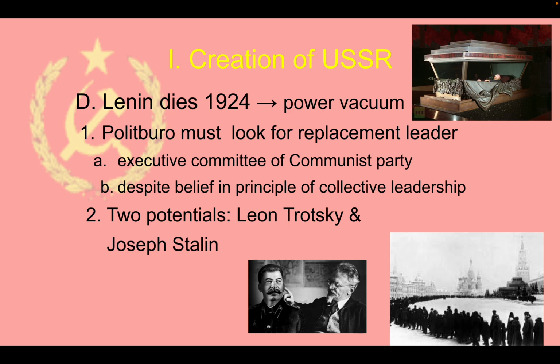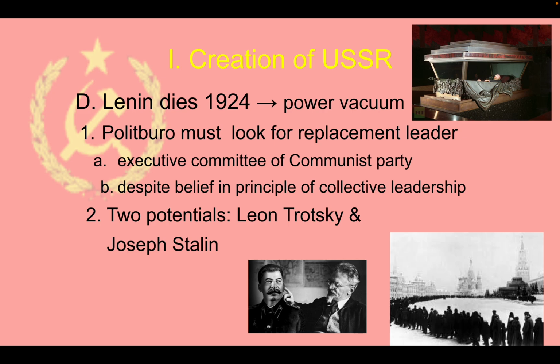So despite this belief in collective leadership, they were like, we need to have a leader. Despite the fact that communism, Marx, Friedrich Engels, et al., they all say the people should rule themselves. The Politburo is like, we're still not going to do that. Instead, we need to find someone new to replace Lenin. There's 2 potentials, 2 rivals. Leon Trotsky, who had been the leader of the Red Army.